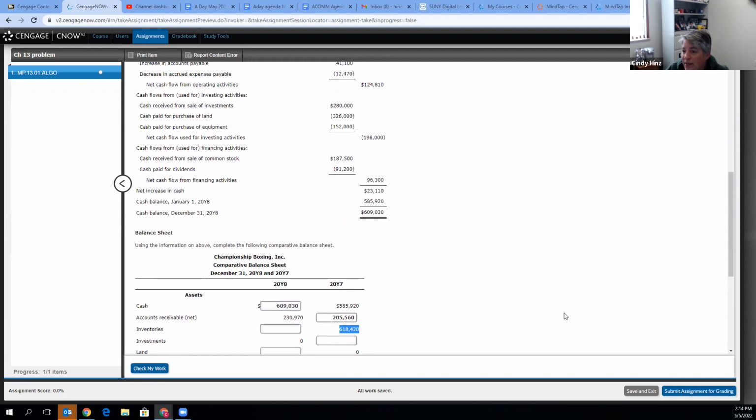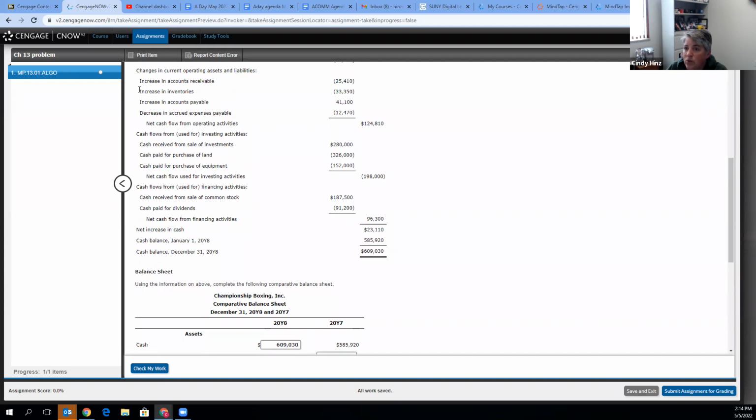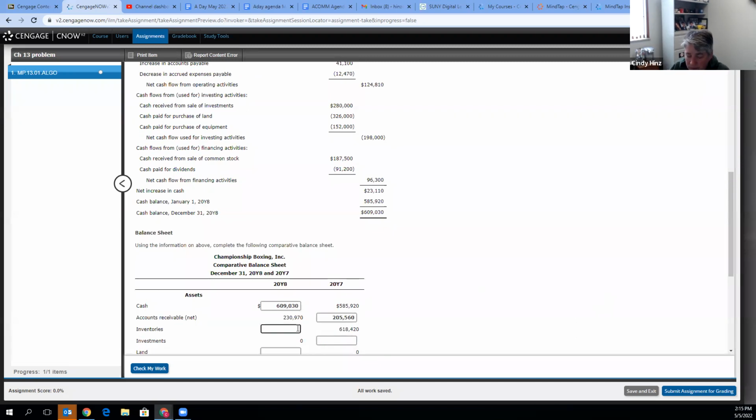And now let's go on to the inventories. So we had a beginning balance of 618,420 in inventories, and that's one of the adjustments from the income statement in the operating section. We were told that we had an increase in inventories. So that means we need to add that increase of $33,350 to the beginning balance to find our ending balance of $651,770.